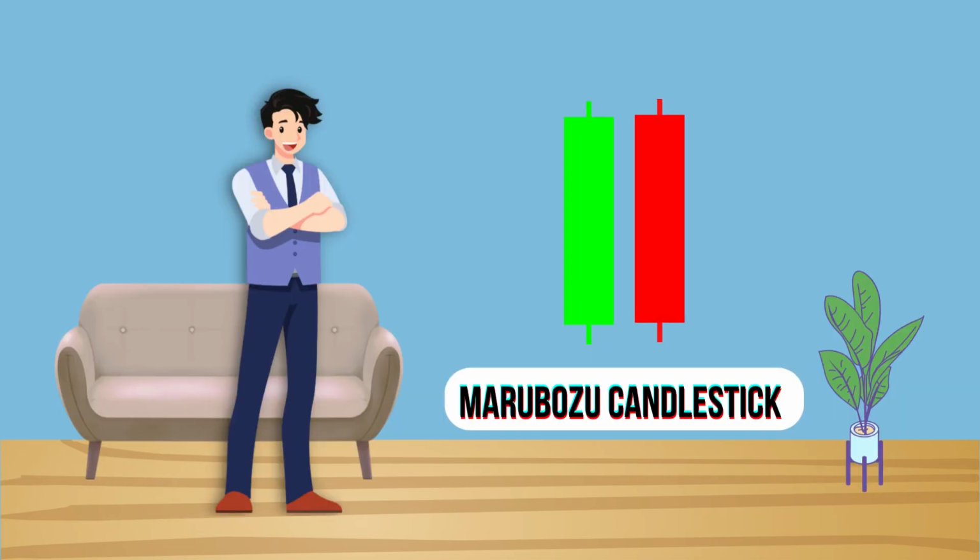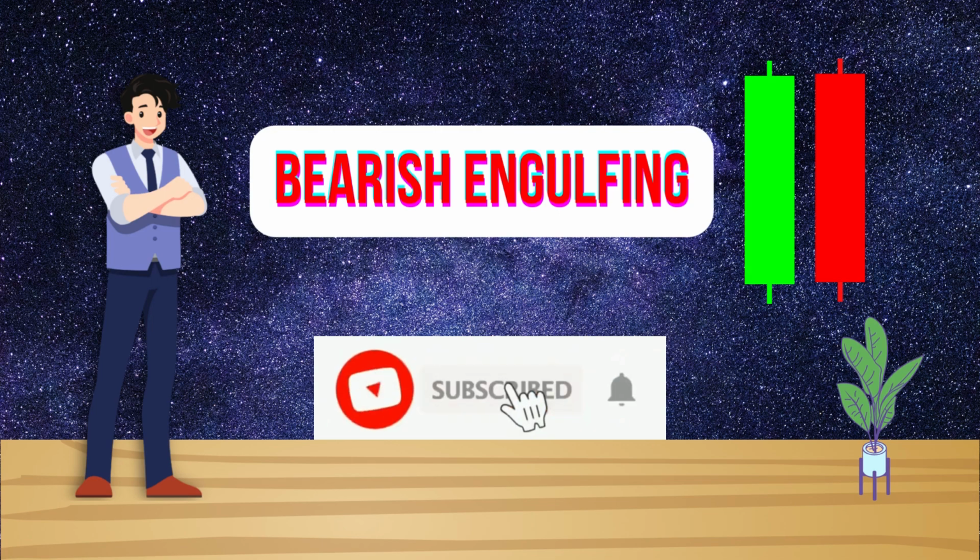Friends, Marubozu candlesticks are direction biased. That is, Marubozu candlesticks represent the bearishness and bullishness in the price. So this was a brief introduction about bullish and bearish Marubozu candlesticks. Now we will study the bearish engulfing pattern and learn the correct method to trade it.